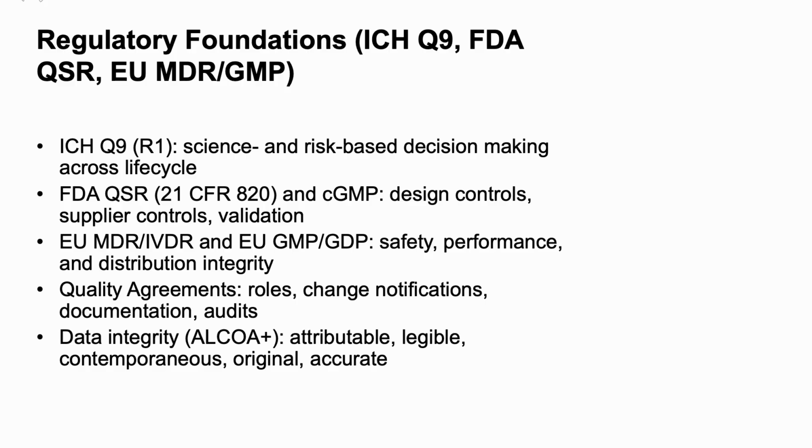Effective agreements clarify responsibilities, documentation standards, change notification timelines, right to audit clauses, deviation and CAPA handling, and communication pathways during potential shortages. They also align on data integrity expectations following the ALCOA Plus principles, ensuring records are attributable, legible, contemporaneous, original, and accurate, with added attributes such as complete and consistent.